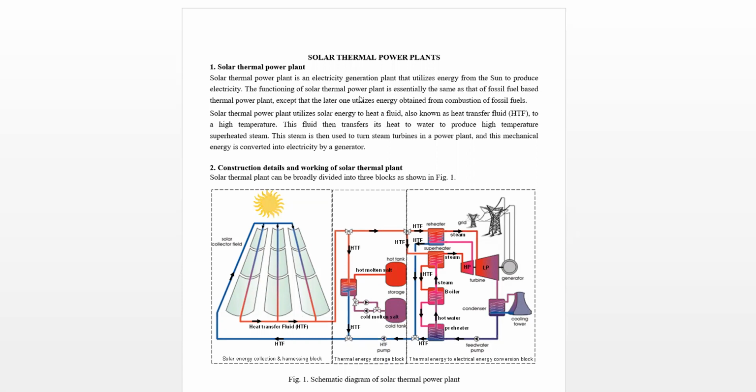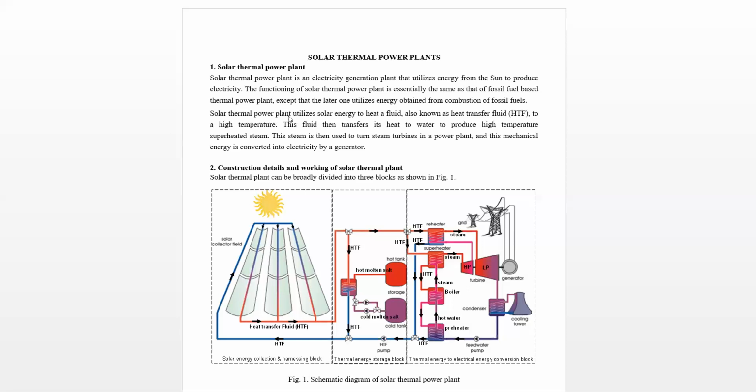The functioning of solar thermal power plant is essentially the same as that of fossil fuel based thermal power plant, except that the latter one utilizes energy obtained from combustion of fossil fuels. So that means the working of the conventional thermal power plants, or the fossil fuel based thermal power plants, and the working of the solar thermal plant is exactly the same. That is, both work on the Rankine cycle. The only difference is that in case of conventional thermal power plants, the energy obtained from the combustion of the fossil fuel is used to generate the electricity, whereas in case of solar thermal power plant, the solar energy is used to generate the electricity.